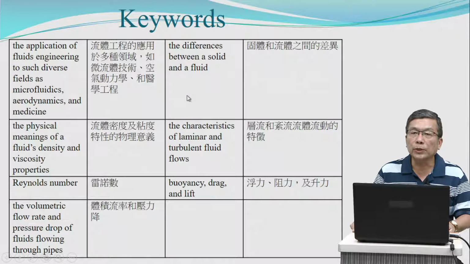The difference between a solid and a fluid. The physical meanings of a fluid's density and viscosity property. The characteristics of laminar and turbulent fluid flows. Reynolds number. Buoyancy, drag, and lift. The volumetric flow rate and the pressure drop of fluids flowing through pipes.